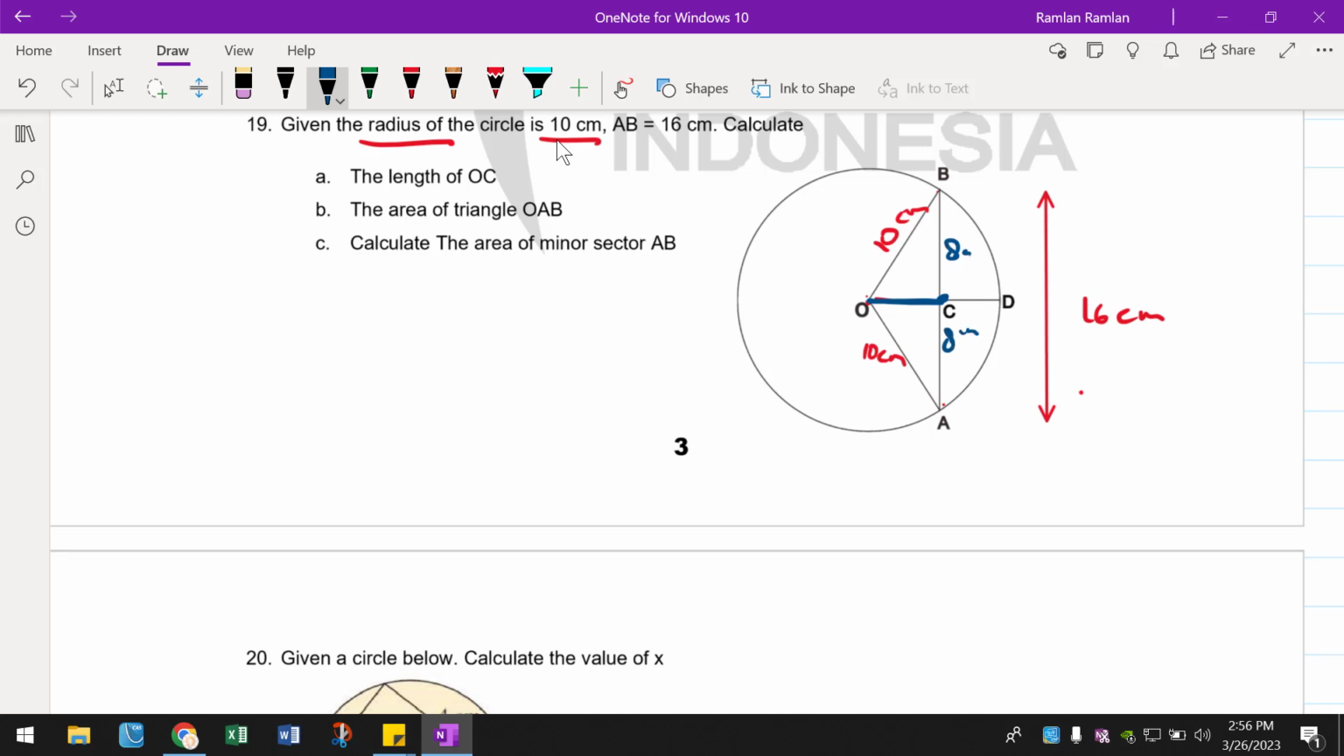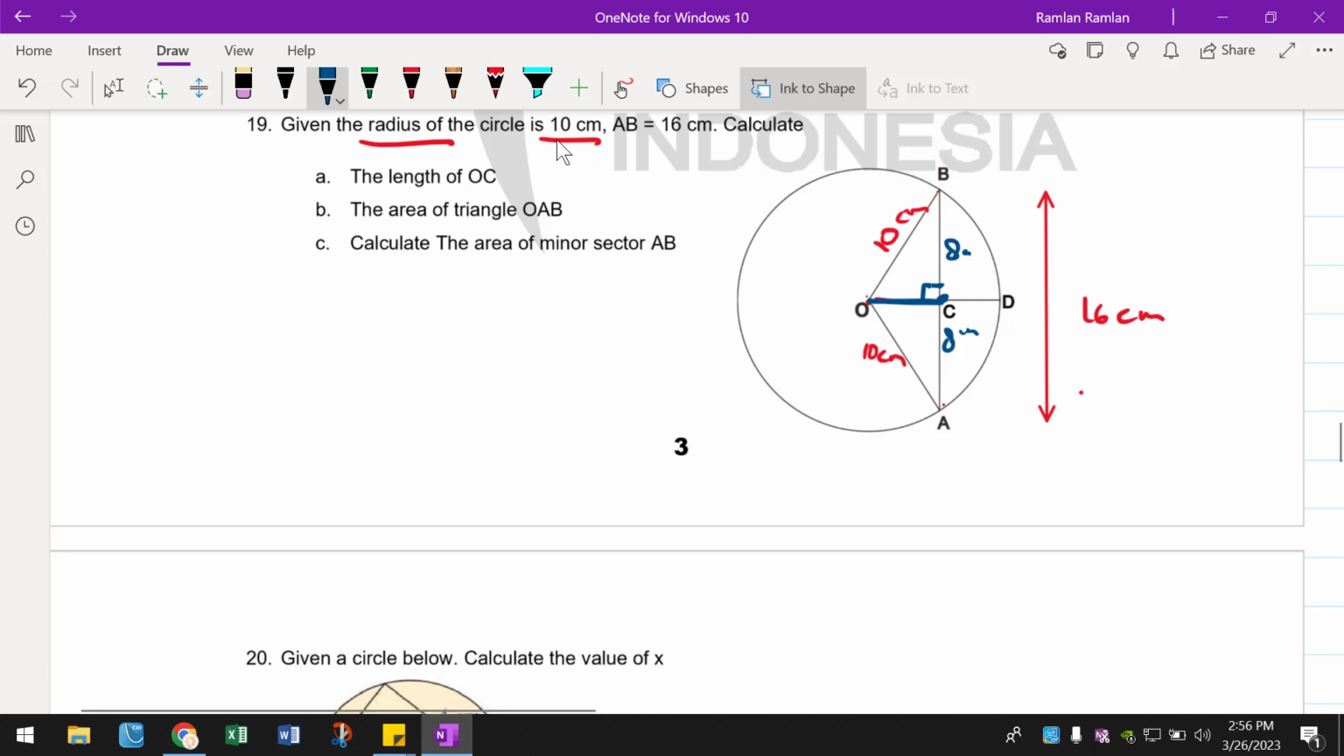So notice that if this is the midpoint, this is actually going to be making a 90-degree angle, and you can see that this is going to be a right angle triangle. If you see a right angle triangle, then we can apply the Pythagoras formula to find the other side, one of the sides that is missing.